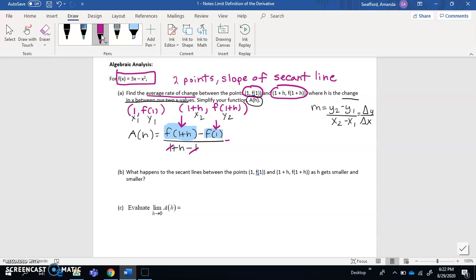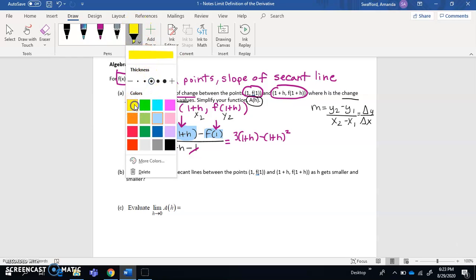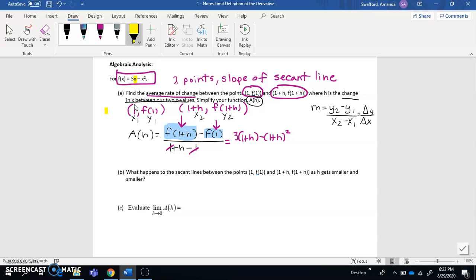So let's do that. If I plug 1 plus h in for every x, that'll give me 3 times 1 plus h minus 1 plus h quantity squared. So notice that up here in my function, I had an x here and an x here: 3 times x and then minus x squared. And that's what I did. 3 times x minus x squared, but I changed the x's to 1 plus h.